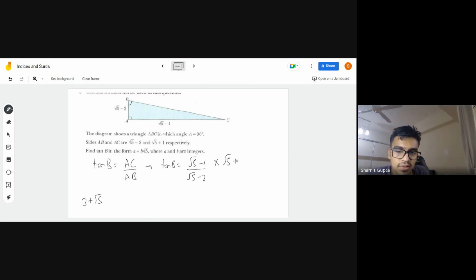So you rationalize it using this method. It will be root 5 plus 2. How will this work? This will become root 5 minus 1, root 5 plus 2 over... I'm going to skip a step. I'm going to straight away say a squared minus b squared. So root 5 squared will be 5, and then minus 2 squared, so minus 4. Root 5 squared is 5, and 2 squared is 4. Let's write this here. The answer is 3 plus root 5.